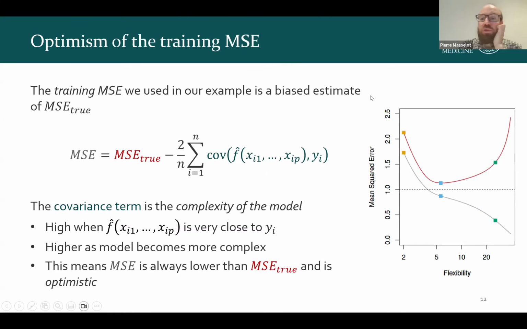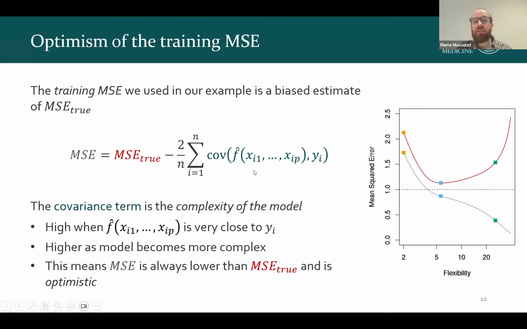And so I wanted to show a bit what happens and why we can't use the training MSE. This is the MSE that we compute directly on the data that we used to train our model, and we say that it is optimistic. I will spare you the mathematical details, but what happens is that this training MSE, which I just called MSE before, we can show that it is equal to the true test MSE (here it's a typo, it should say test MSE) minus some term.